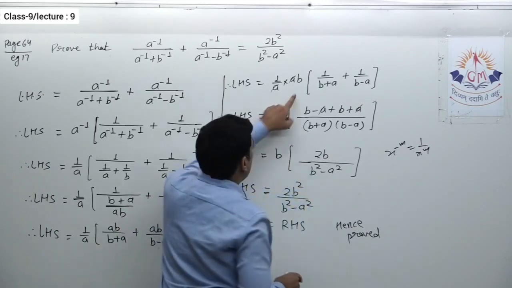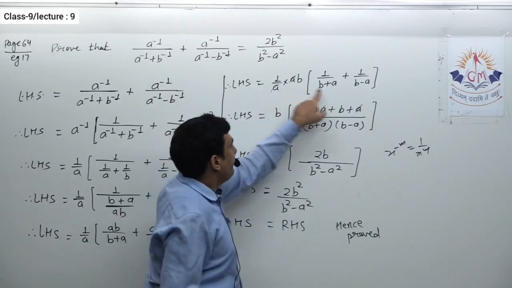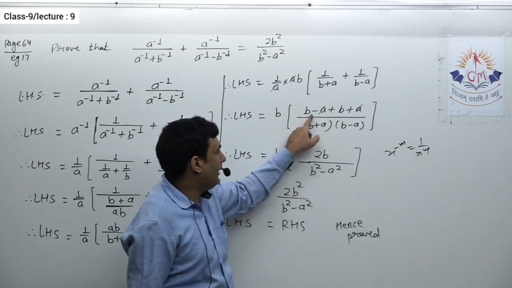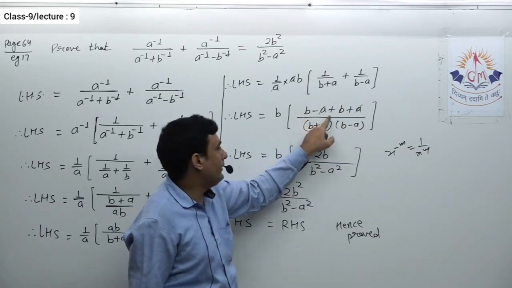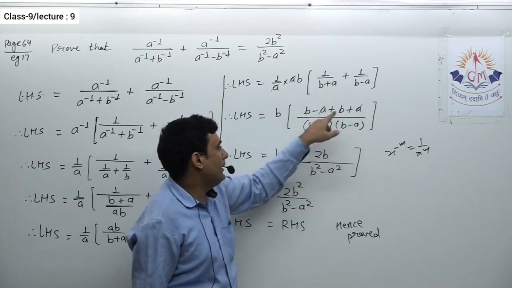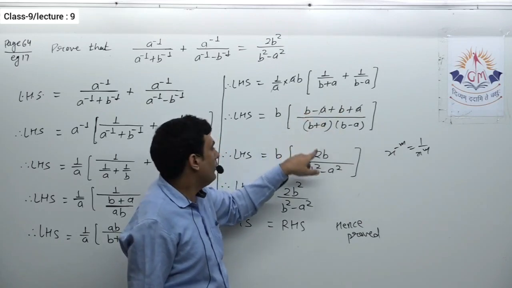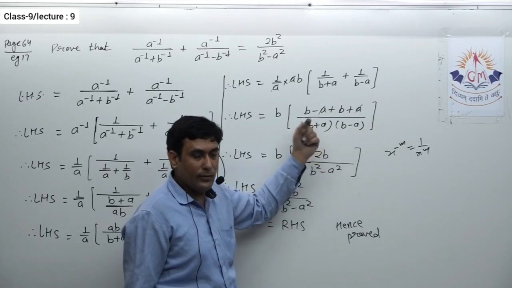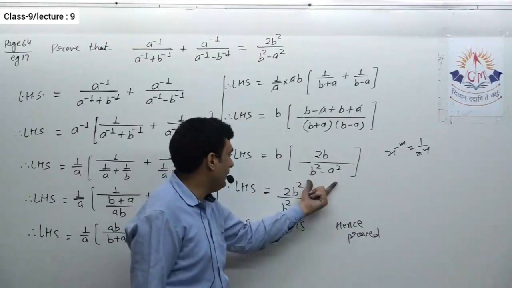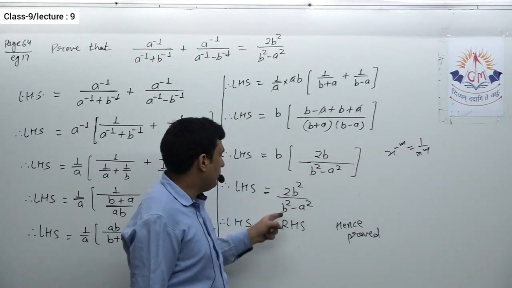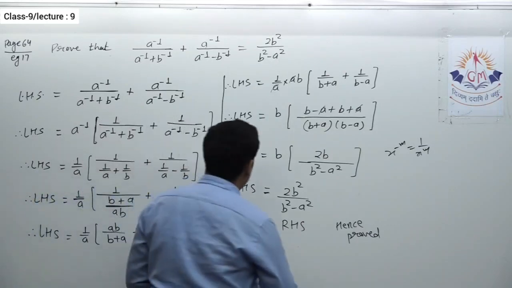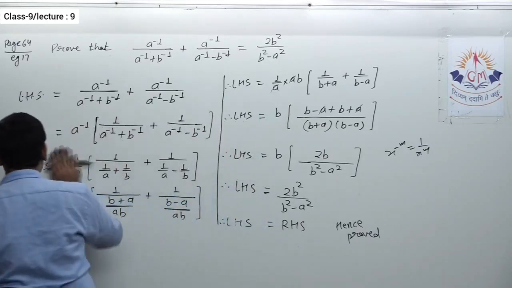Then again here I took ab common, so I was left with this. Again I took the LCM. After taking the LCM, in the numerator I got b minus a plus b plus a, so plus a minus a will cancel out. So 2b, and over here I applied the identity (a plus b)(a minus b), that is square of first minus square of second, then 2b into b. In that way I got whatever was asked to prove. I hope this is clear to you.